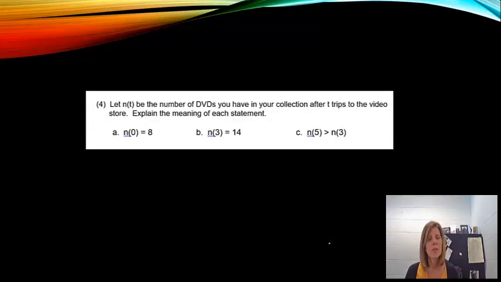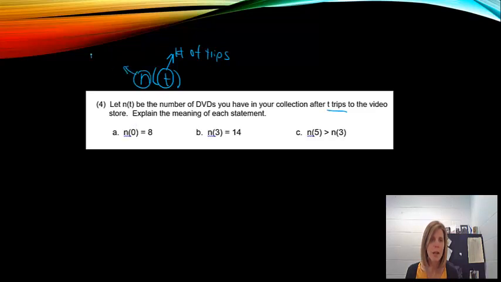Alrighty, the next thing is just understanding what problems mean in a context, like what does the function notation mean? So we're going to look at the next example. It says let n of t be the number of DVDs you have in your collection after t trips to the video store. Explain the meaning of each statement. So notice we've got n of t. So t, it told us, stands for the number of trips to the store. Okay, and n is the number of DVDs.